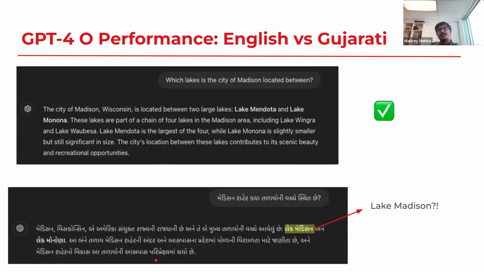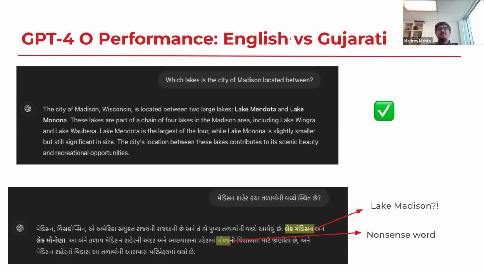It said Lake Monona and Lake Madison, which is incorrect. Also, it completely omitted the information about these two small lakes that we saw, and it also invented new words along the way. So interestingly, this fails, and I thought that maybe this is not a problem with the language itself. Maybe it's the question that I'm asking that is at fault, right?